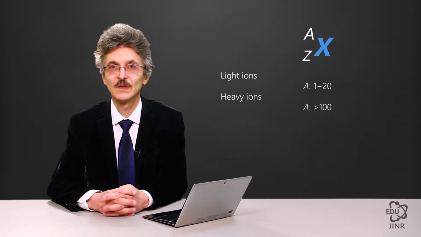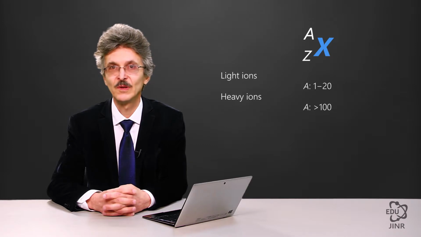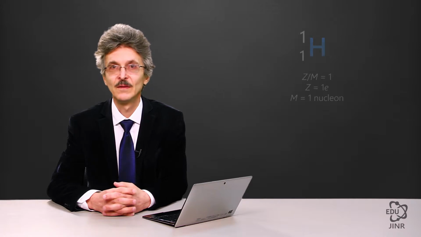For example, for light ions, the atomic number amounts from 1 to about 20. For heavy ions, the atomic number is more than 100. There is a certain border region between them, which may be attributed to one or the other type of ion. The definition of the borderline between light and heavy ions is more a technical issue than a problem of some deep physics. What is the fundamental difference between light and heavy ions?